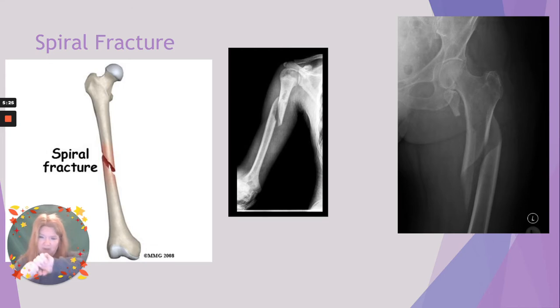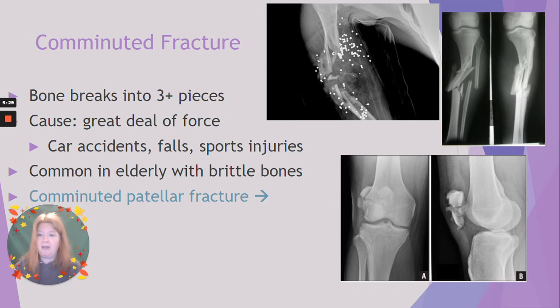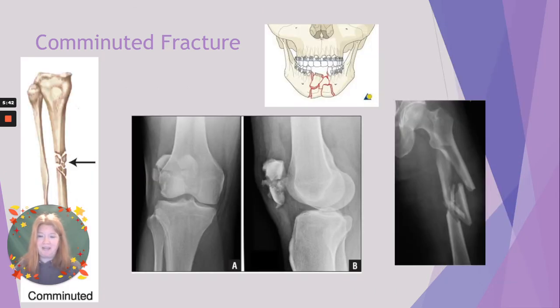Spiral fracture, a ragged break from a twist. Now, a comminuted fracture is where the bone breaks into a whole bunch of pieces, 3 or more. It's from a great deal of force, or if you're elderly and have brittle bones. Okay? Comminuted fracture, breaking into 3 or more pieces.